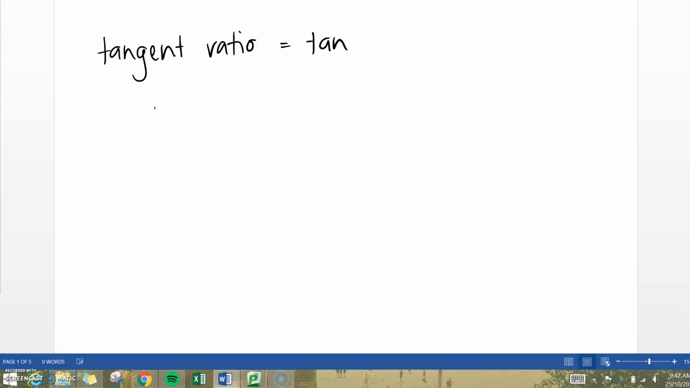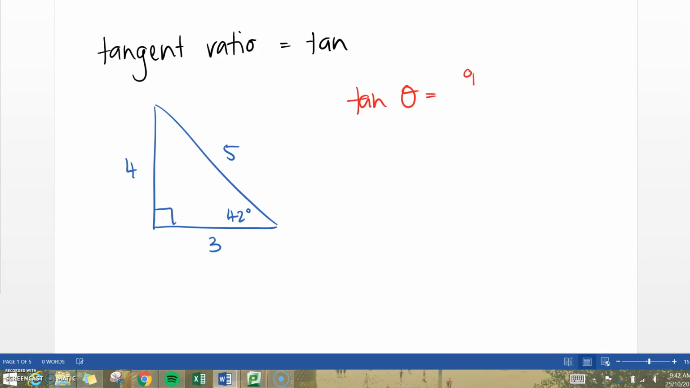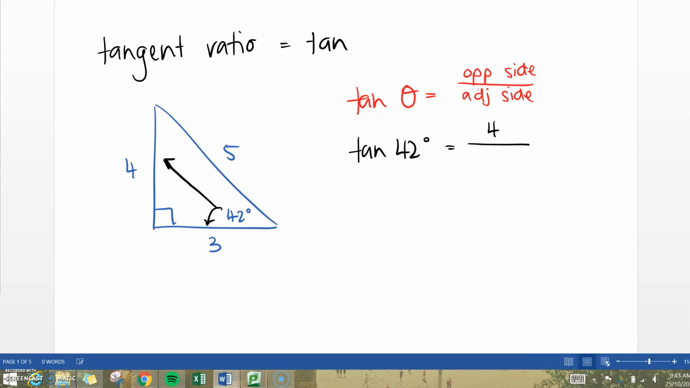Tan is in any right-angled triangle. Okay, so here's a right-angled triangle. I have the sides 3, 4, and 5, and let's say that this angle here is 42 degrees. Okay? In any right-angled triangle, tan of the angle is equal to the opposite side over the adjacent side. Okay, so if I'm looking here at tan of 42 degrees, the side opposite 42 degrees, which is 4, goes over the side that is touching 42 degrees, which is 3. So what this tells me is if in my calculator I put tan of 42 degrees, my answer should be 4 over 3.